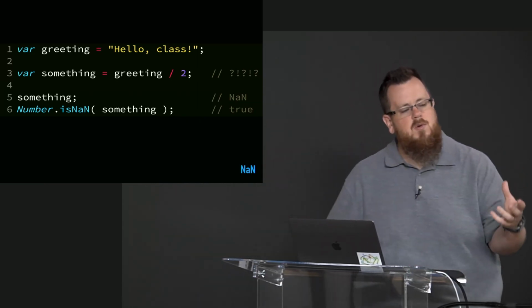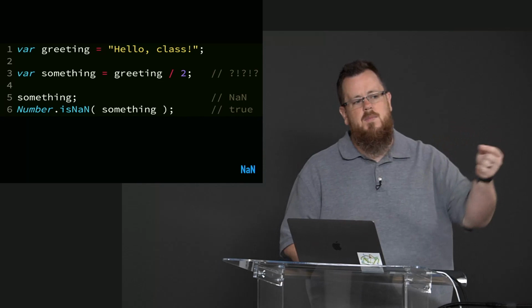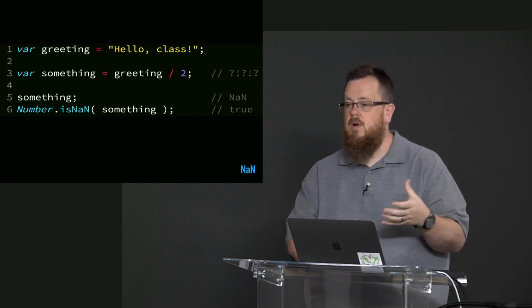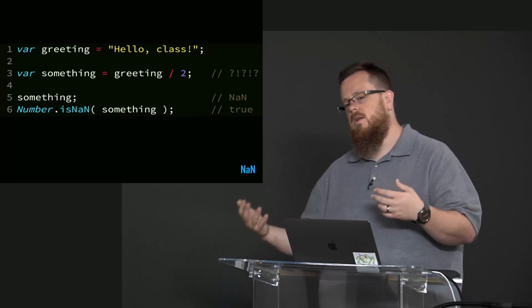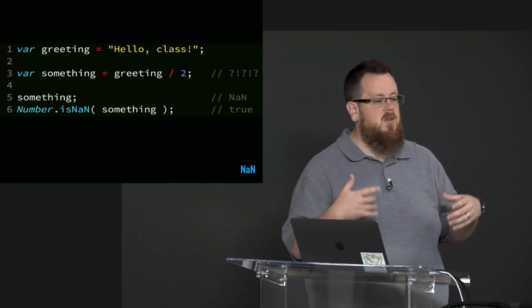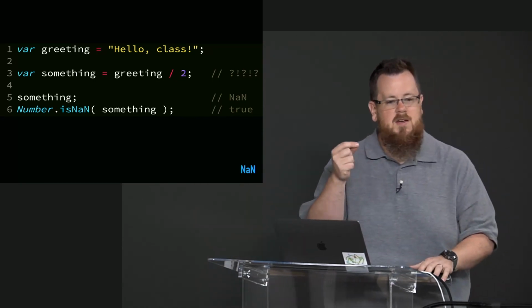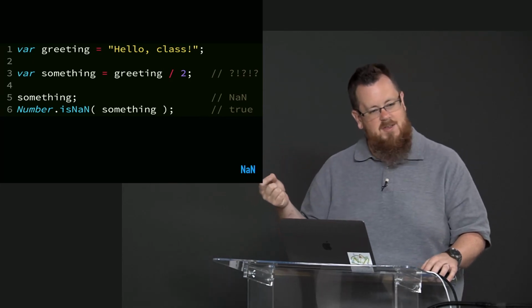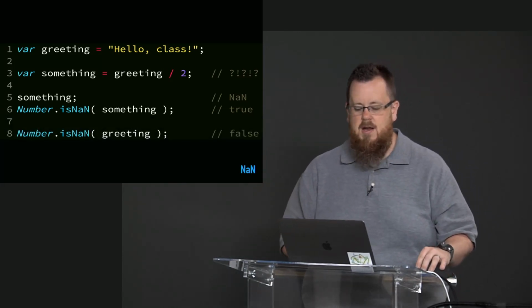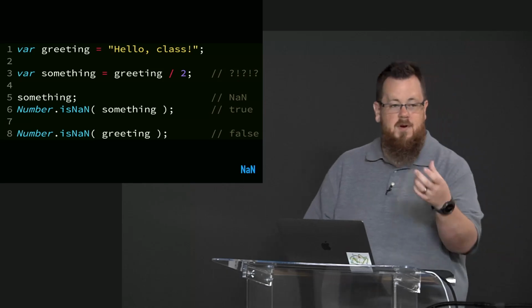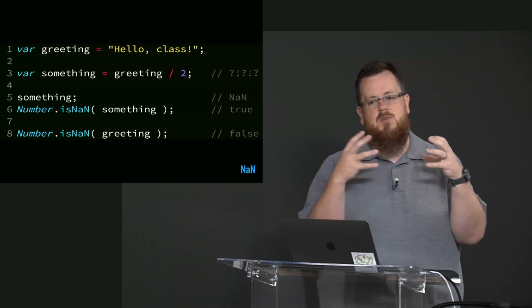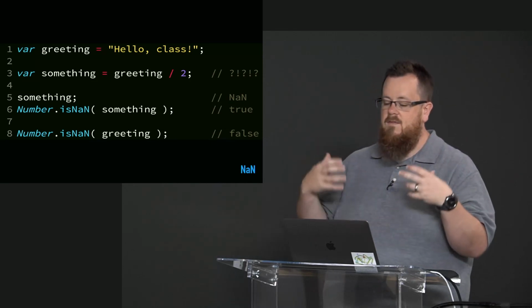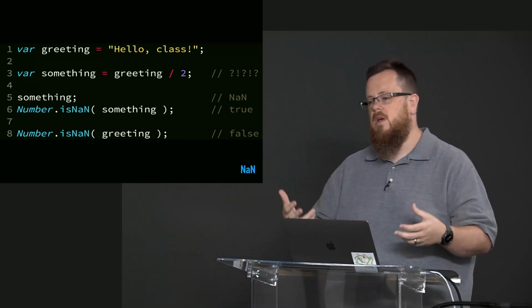But let me ask you the question, is greeting a number? Well, clearly greeting's not a number. Clearly it's a string. So you'd say, no, it's not a number. And it's definitely not a number, but is it the not a number special NaN value? And the answer is no, it's not. If we say Number.isNaN for greeting, we get false. So NaN is a special value that sort of indicates that we've had an invalid numeric operation of some sort.